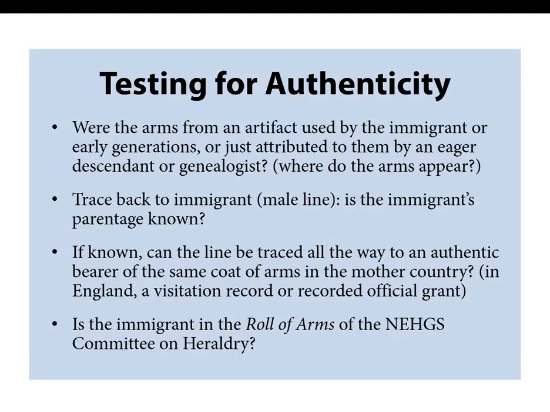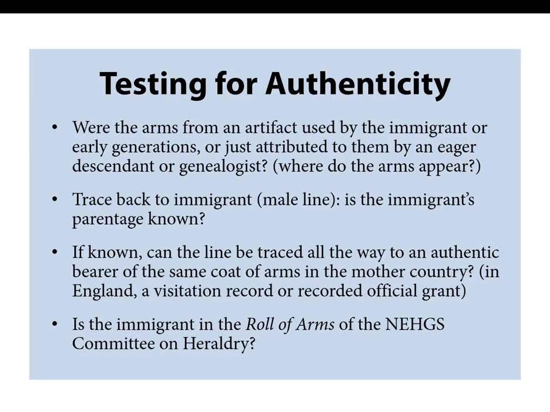As a genealogist, how do you deal with a coat of arms you encounter in your research for an ancestor? And the decision tree really boils down to this: were the arms actually used by the ancestor you're looking at, or were they simply attributed to that ancestor in a modern genealogical work? And one shortcut is to look up and see whether that family is actually included in the roll of arms of the Committee on Heraldry. But if you have to do some of this deciding yourself, here is how to do it.